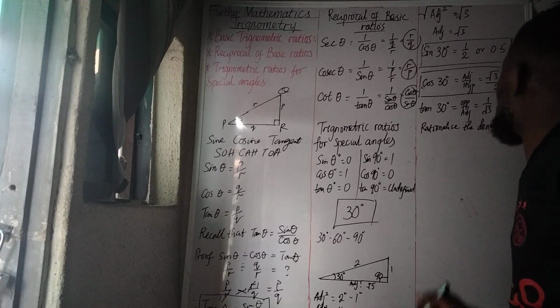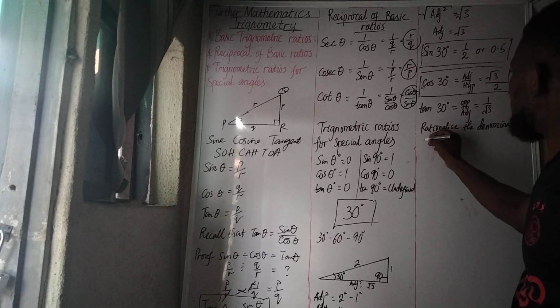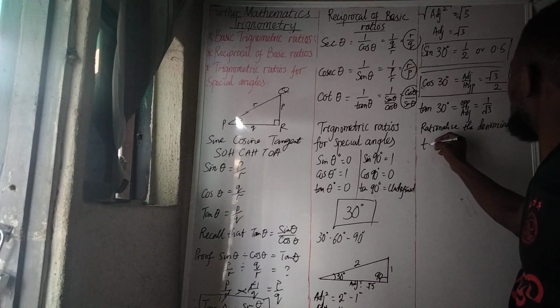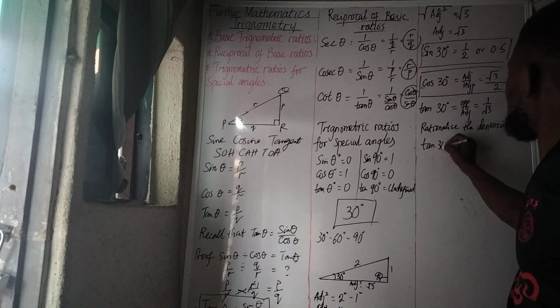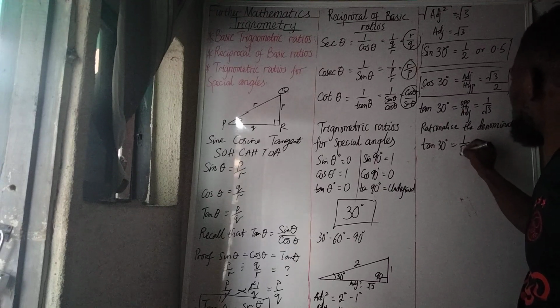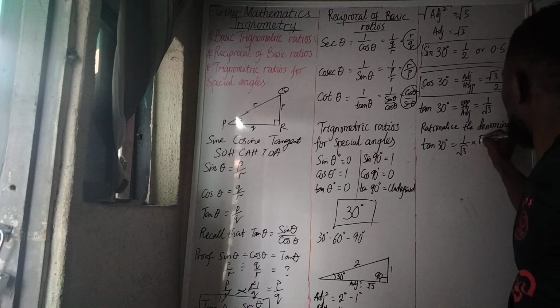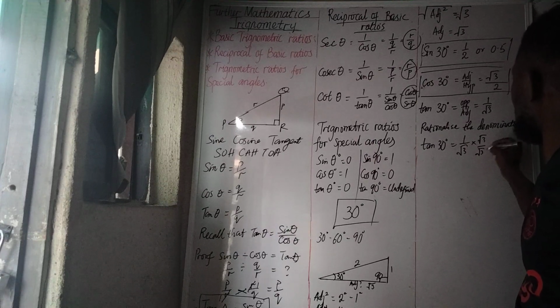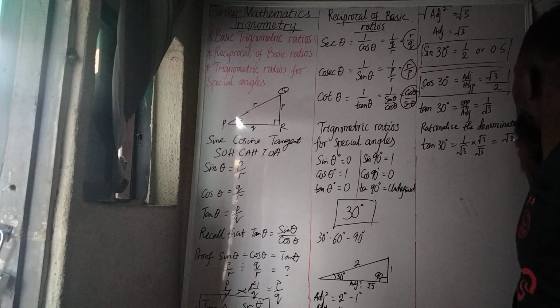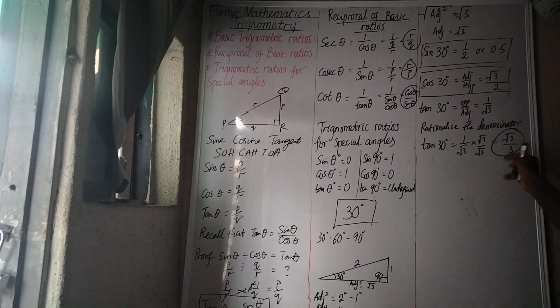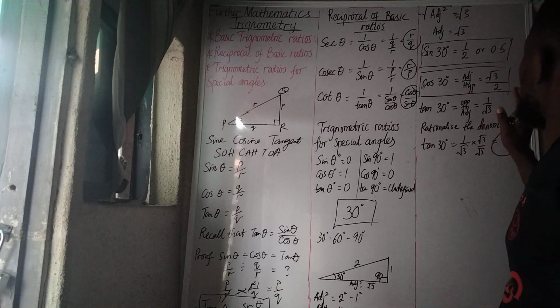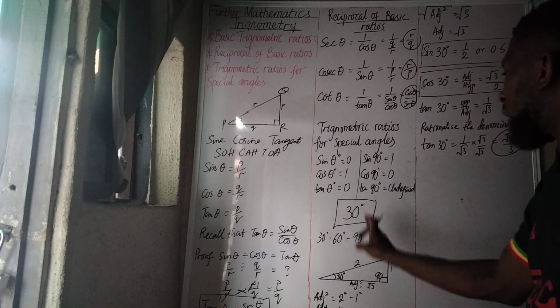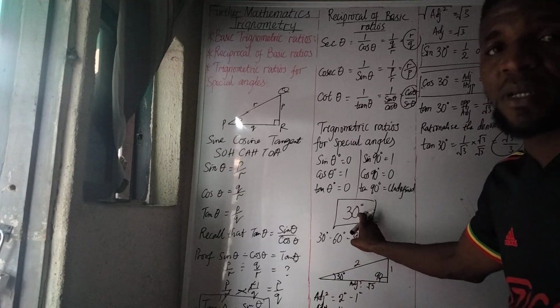When we rationalize the denominator, we have tan 30 degrees equal to 1 over root 3 times root 3 over root 3. So we are going to have root 3 all over 3. So this can also stand in here. So we have treated everything that concerns special angle 30 degrees.